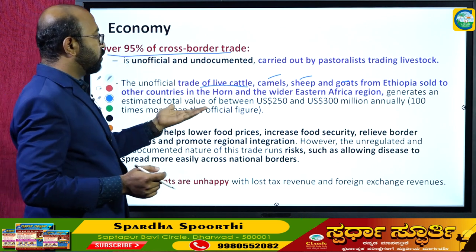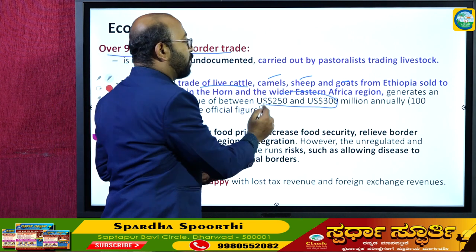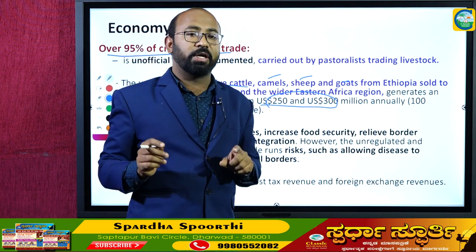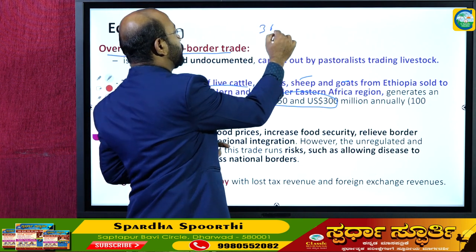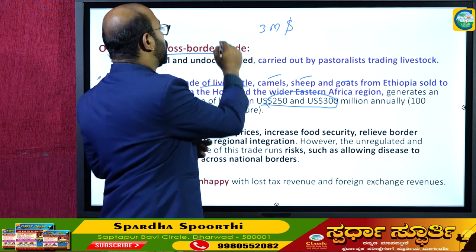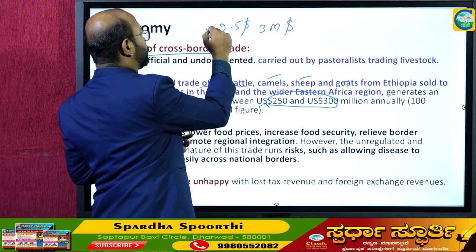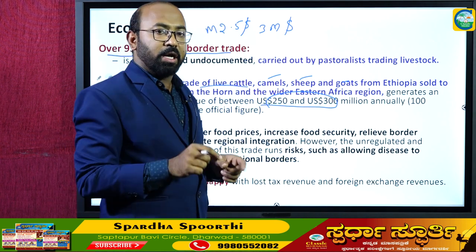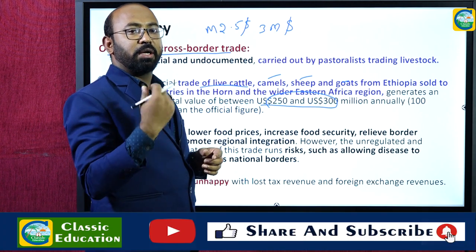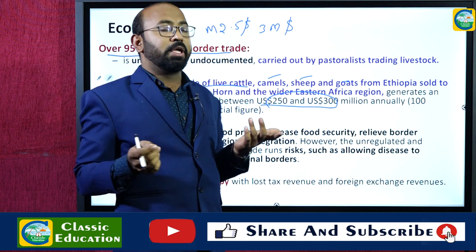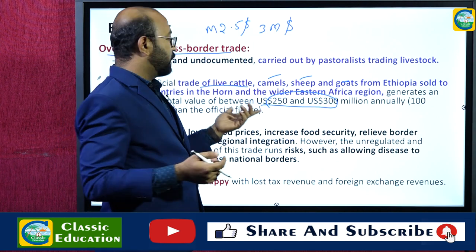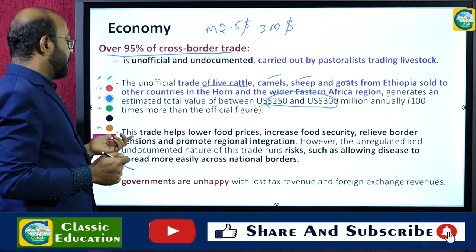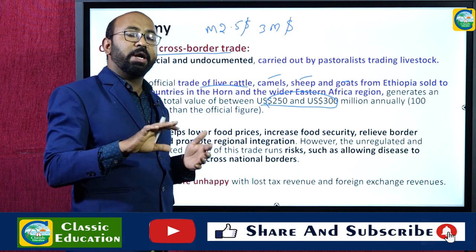This trade is up to the tune of $250 to $300 million every year. Okay, it is unofficial. See, according to the official figures, only around $2.5 to $3 million trade takes place in the region officially. But unofficially, since this trade is undocumented, since it is illegal trade, according to the informal figures, it is up to the tune of $250 to $300 million every year. Okay, this trade is helping to maintain the peace in the region.